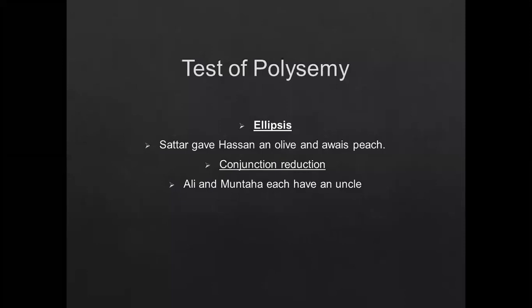See the slide and give the presentation. Yes, sir. Tests of polysemy, sir. How can we test polysemy, where polysemy exists? There are two types of tests: number one is ellipsis, and number two is conjunction reduction. For ellipsis, I gave an example. Satar gave Hassan and Olive and Awais speech. Here are two different readings: did Hassan give it to Olive, or did Awais give it to Hassan?